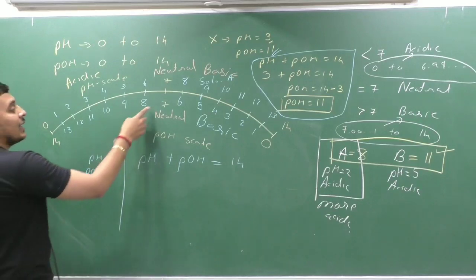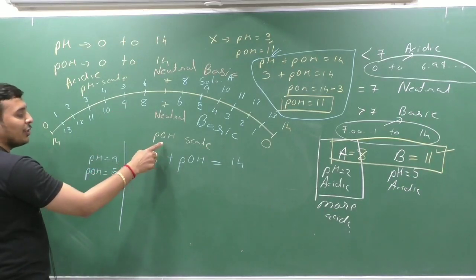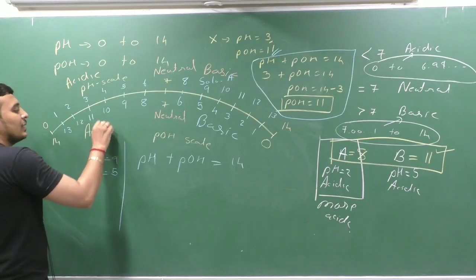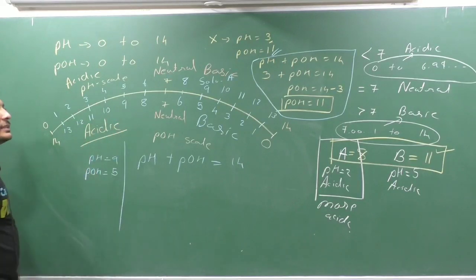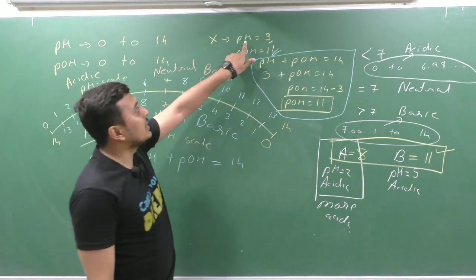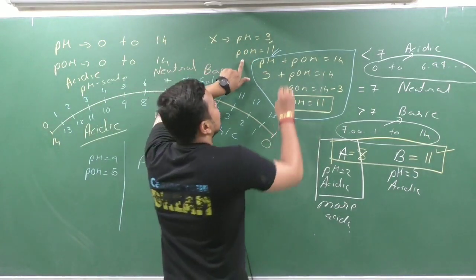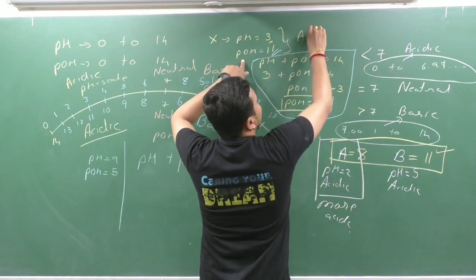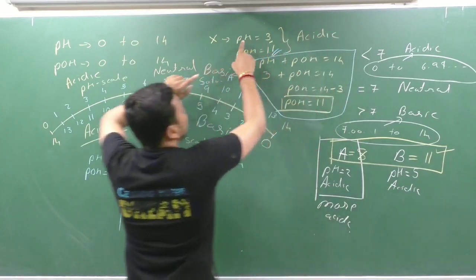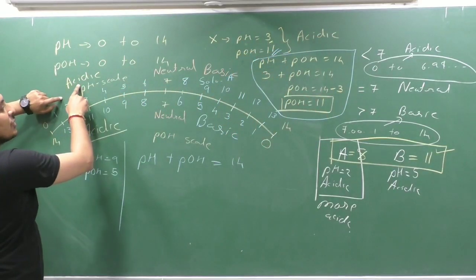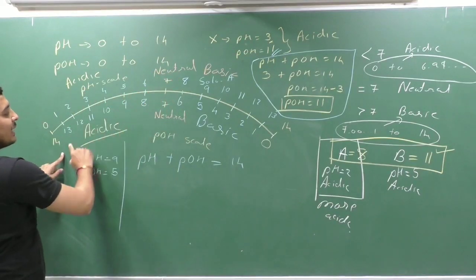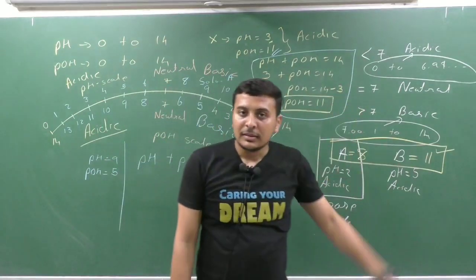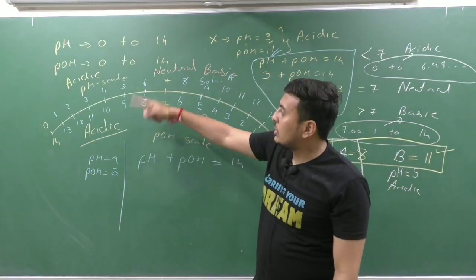For pOH greater than 7, it is acidic. Clear? So either we say pH is equal to 3 or pOH is equal to 11. It is one and the same solution, so the solution will be acidic. Why? Because pH is less than 7, so it is acidic. For pOH, it is greater than 7, so it is acidic. Clear? So it is just opposite to one another.